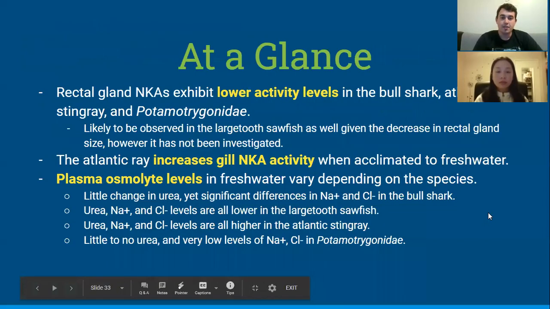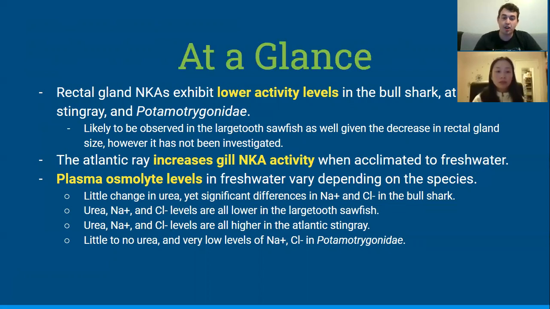And so, at a glance, rectal gland sodium potassium ATPases exhibit lower activity levels in the bull shark, Atlantic stingray, and pentametragonids. And the same trend is likely to be observed in the large-toothed sawfish. However, it has not been investigated. The Atlantic ray increases its gill sodium potassium ATPase activity when acclimated to fresh water. And plasma osmolyte levels in fresh water vary depending on the species.